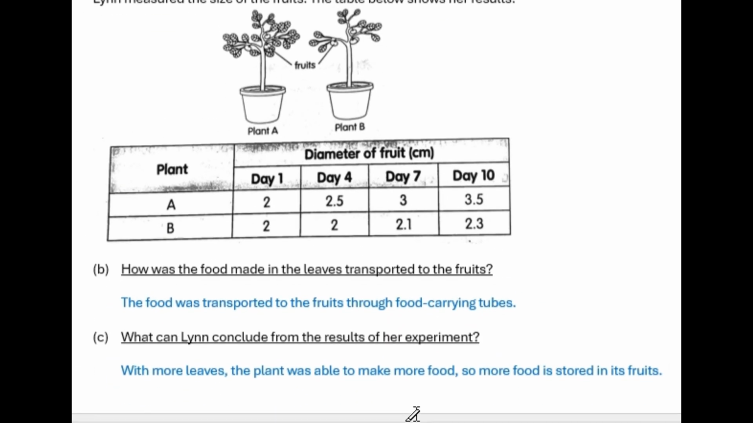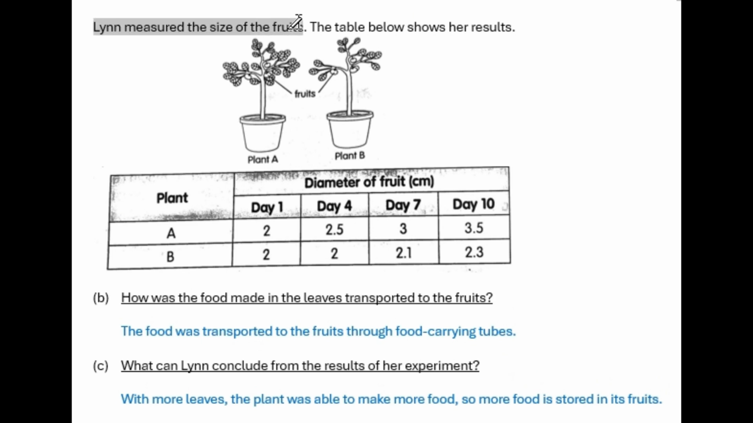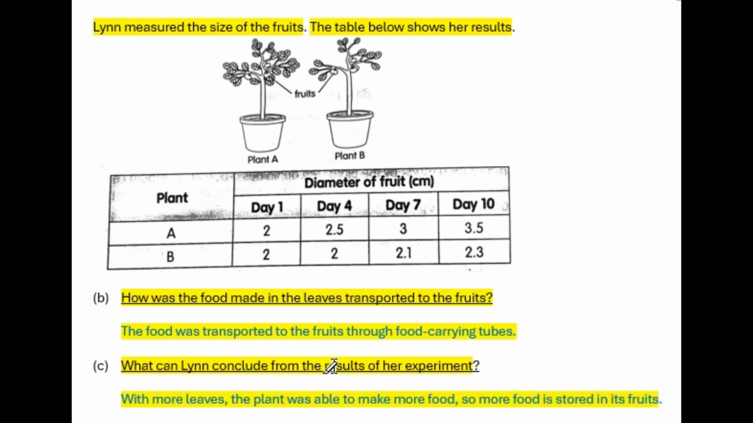Lynn measured the size of the fruits. The table below shows her results. B. How was the food made in the leaves transported to the fruits? The food was transported to the fruits through food-carrying tubes. C. What can Lynn conclude from the results of her experiment? With more leaves, the plant was able to make more food, so more food is stored in its fruits.